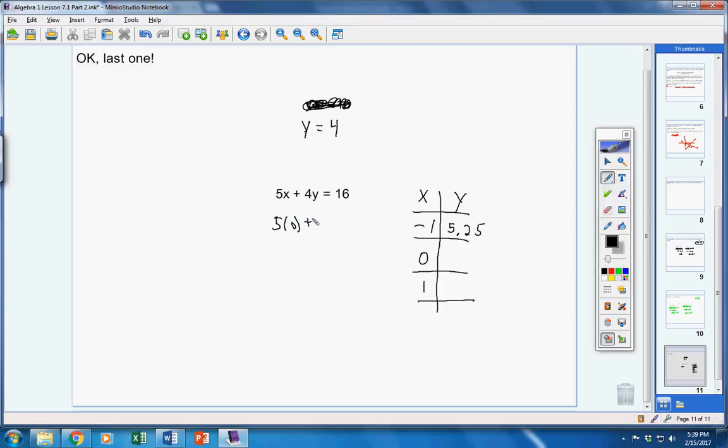Alright, moving on to substituting 0 in for x. 5 times 0 plus 4y equals 16. 5 times 0 is 0, 0 plus 4y is 4y. Divide both sides by 4 and y equals 4.